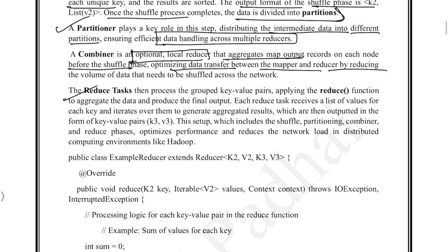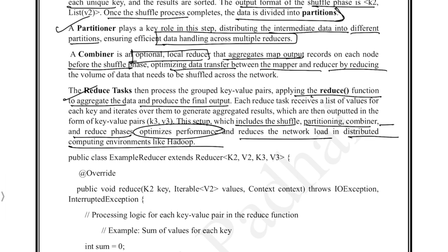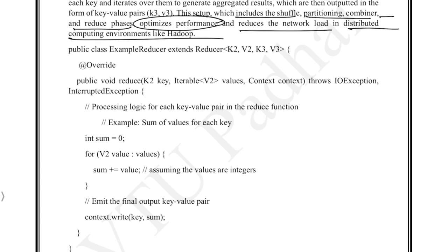Next is the reduce task. The reduce task applies the reduce function to aggregate the data and produce the final output. The final output includes the shuffle, partitioning, combiner and reduce phases. It optimizes the performance and reduces the network load in the distributed system. Again, this is the code for the same thing.